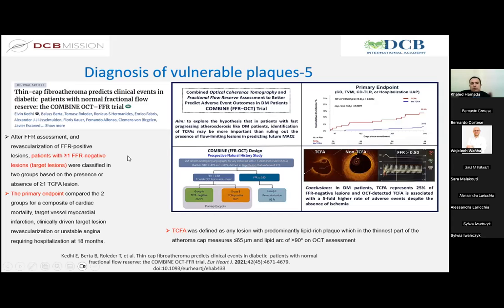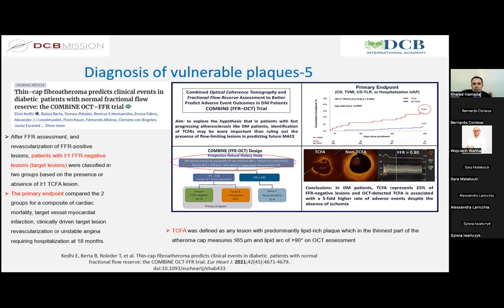Also, the combined OCT-FFR study. They combined both the OCT and FFR in the patients. After FFR assessment and revascularization of FFR-positive lesions, patients with FFR-negative lesions, which they called target lesions, were classified into 2 groups based on the presence or absence of thin-capped fibroatheroma lesions. The primary endpoint compared the 2 groups for a composite of cardiac mortality, target vessel myocardial infarction, clinically driven target lesion revascularization, or unstable angina requiring revascularization and hospitalization at 18 months.